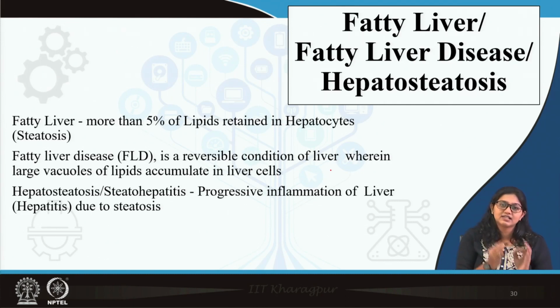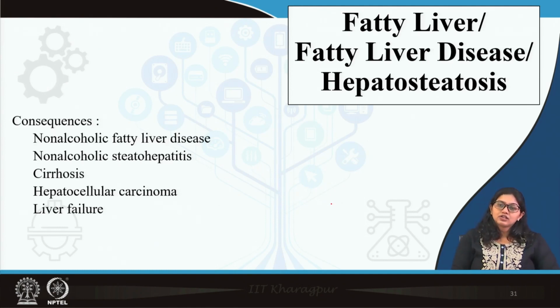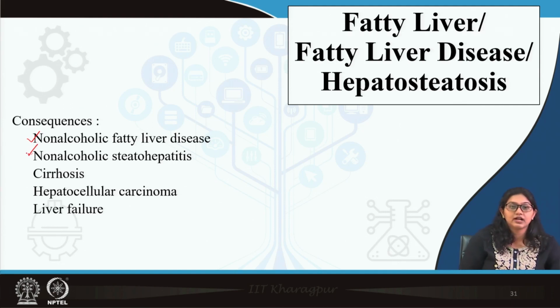Now, remember, fatty liver disease is basically a reversible condition. Large vacuoles of lipid accumulate in liver, but if it remains for a long duration, it can have inflammation. This progressive inflammation over steatosis causes steatohepatitis. What will be the consequences of this? There will be non-alcoholic fatty liver disease. Remember, alcohol can cause the spectrum of fatty liver disease, but there are other triggers apart from alcohol that can also cause fatty liver or the spectrum. So, that can be non-alcoholic fatty liver disease, non-alcoholic steatohepatitis, cirrhosis, hepatocellular carcinoma, finally liver failure.